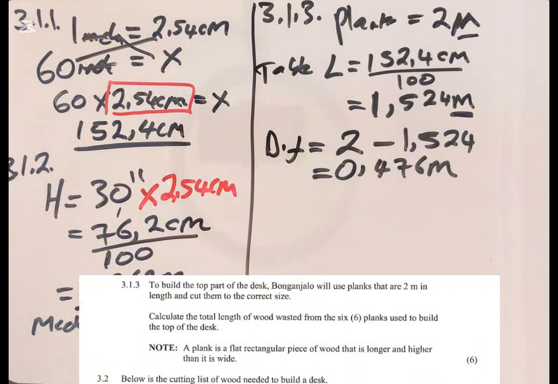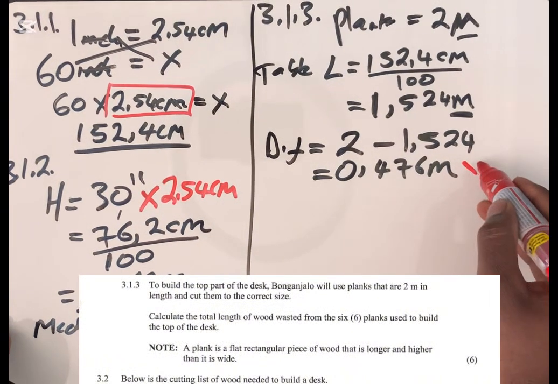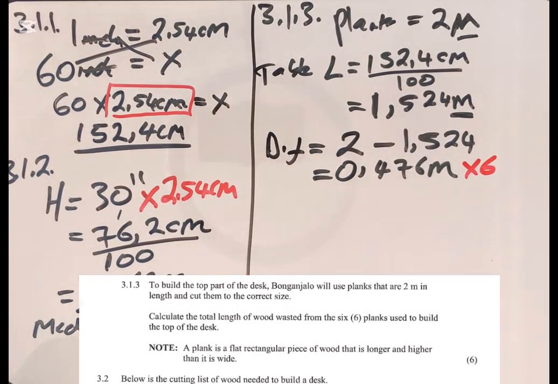Don't forget, you bought how many of them? You bought 6 of them. So we multiply it by 6 to find the total, because they said calculate the total length of the wood wasted. He is going to waste that.